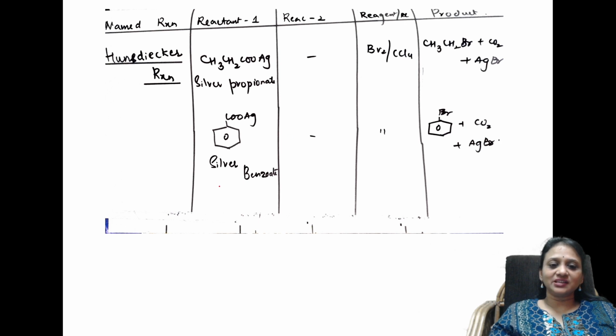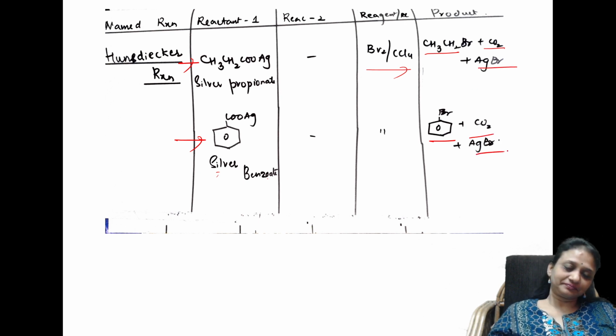Then comes Hunsdiecker reaction. In the Hunsdiecker reaction, basically you're going to take silver salts. You can take both aliphatic and aromatic. What is important? In the presence of bromine and carbon tetrachloride. What are we preparing in Hunsdiecker? We are preparing alkyl halides and aryl halides, along with the release of carbon dioxide and silver bromide precipitate.